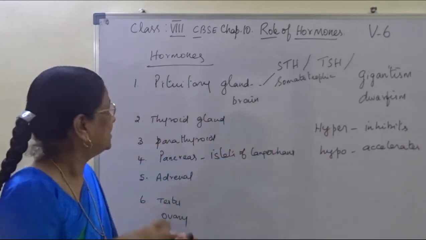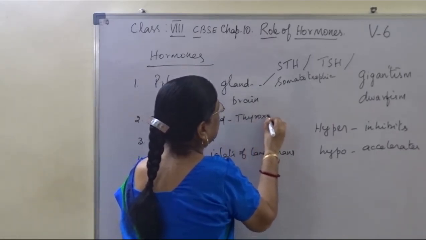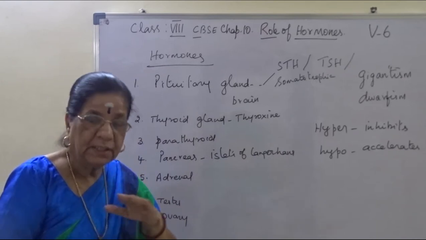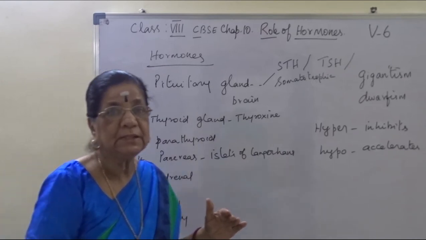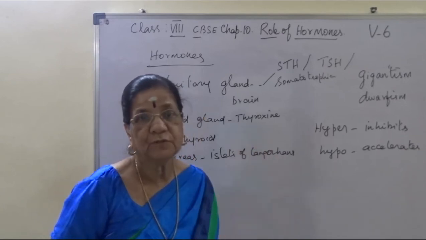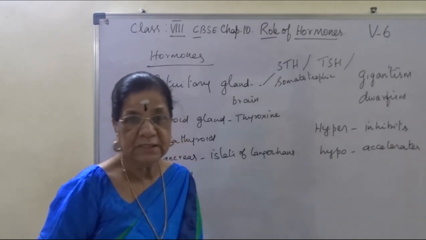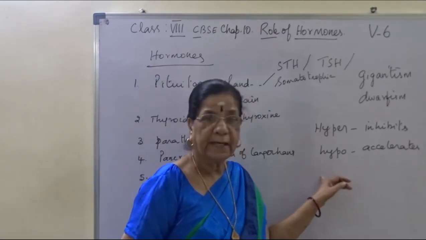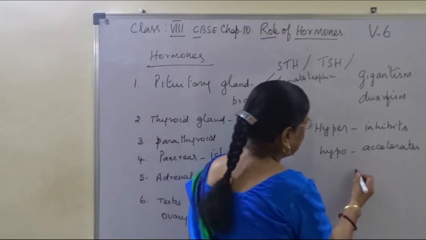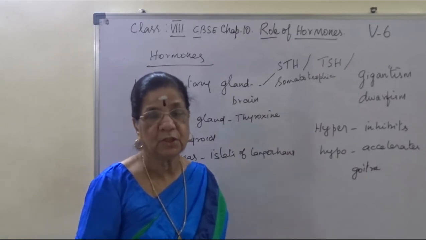I hope you understand. For example, the thyroid gland will secrete the hormone thyroxine, and that thyroxine should be at a normal level to maintain iodine metabolism. Iodine is metabolized by the secretion of thyroxine. If thyroxine is not secreted properly, that is insufficient secretion, called hyposecretion, then the person will suffer from the condition called goiter.